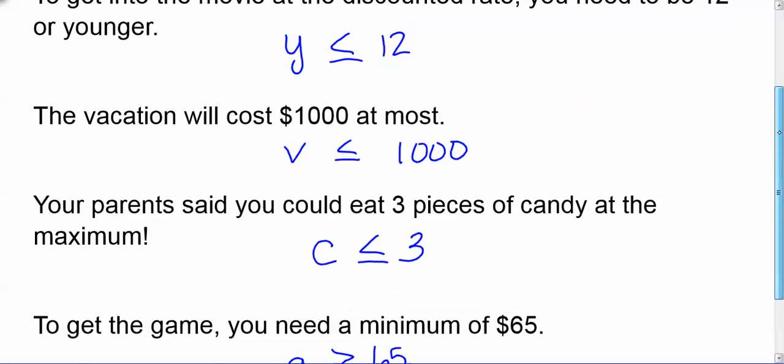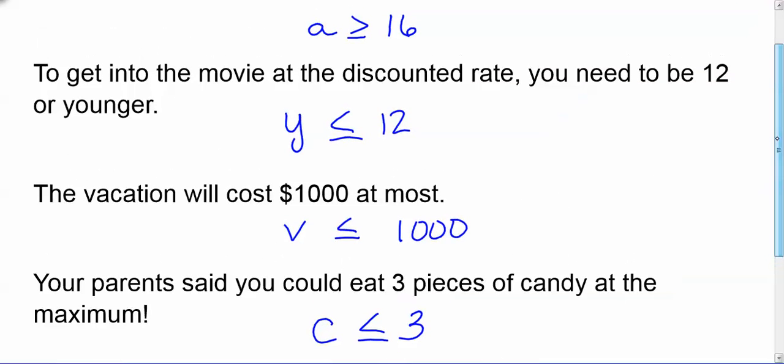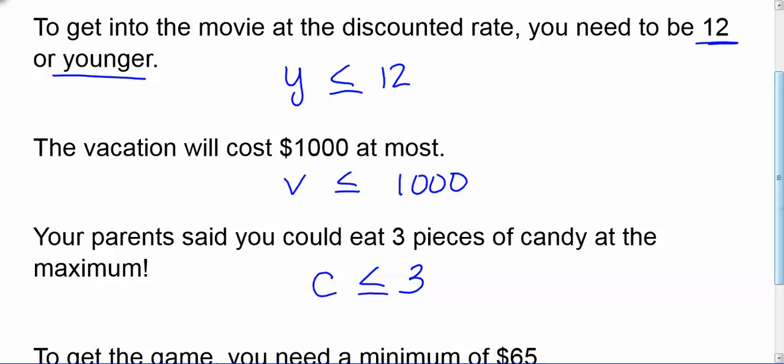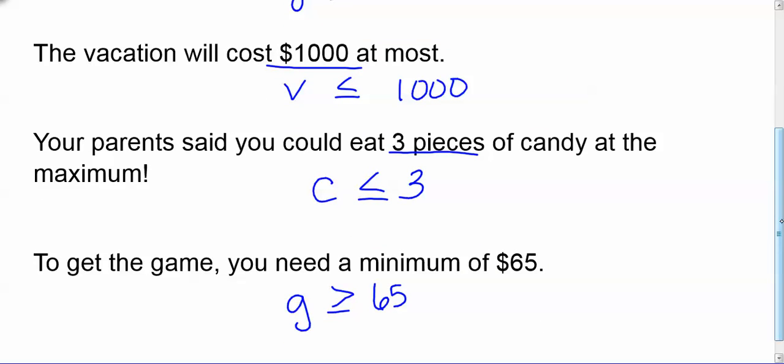In all of these things, you'll notice a trend. We've got an unknown amount, and then we've got the standard to which it's being compared. So we have 12 or younger, and this one we had 16 years old. In this one we had the vacation and $1,000. We had 3 pieces of candy. We could certainly eat less than that, but why would you? And then it says minimum of 65, so it could be more than that.